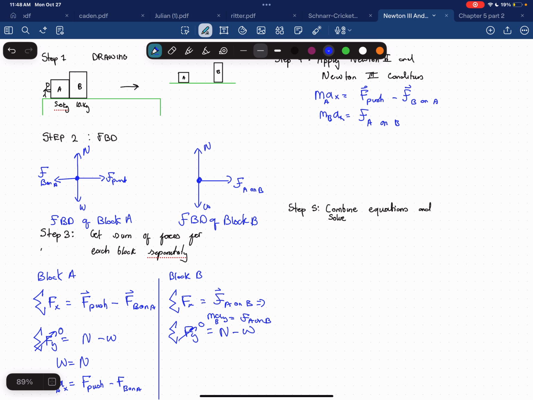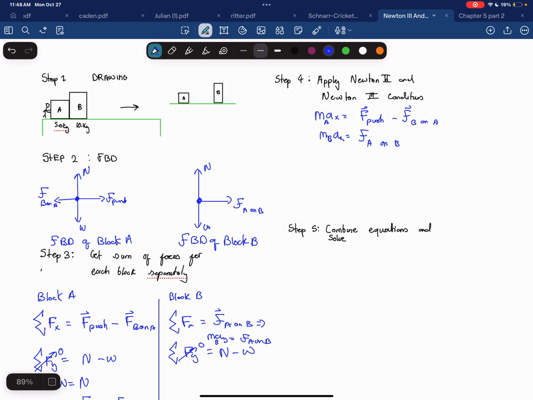All right. So this step here is titled Apply Newton 3 Conditions and Newton 2. We applied Newton 2 already. We've said m_A a_x is equal to m_B a_x. So now what to do here? The principles we know.